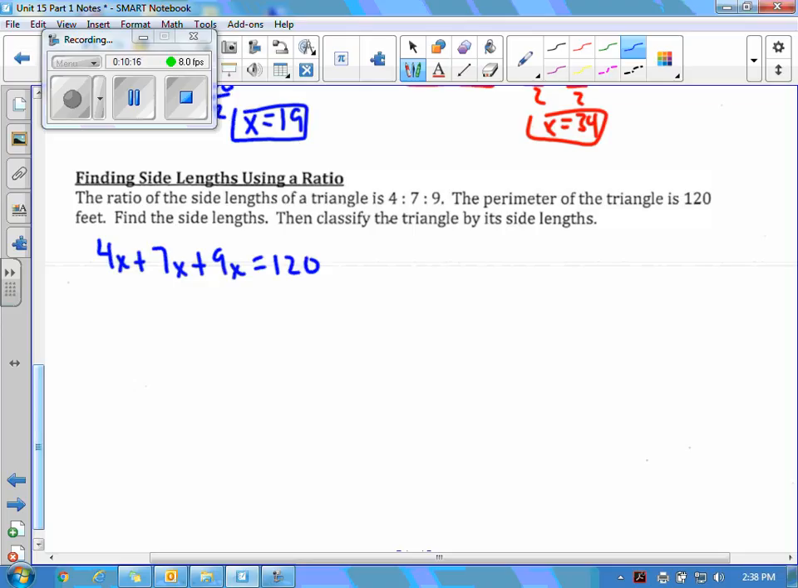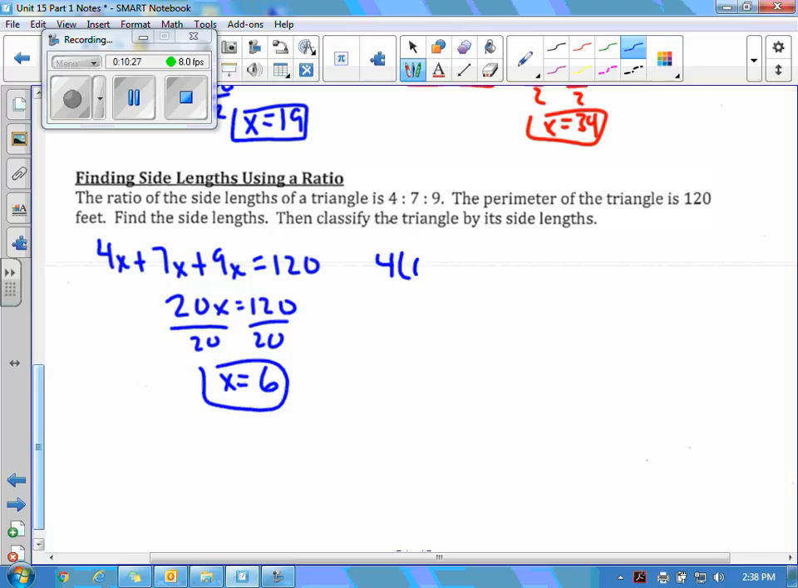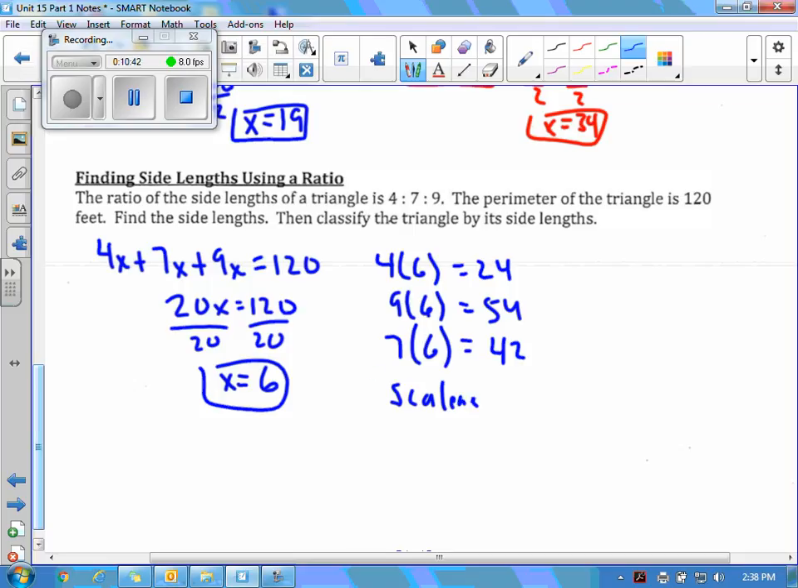So when I add all those together, I get 20x equals 120. So I'll divide by 20 to get x by itself, and then x equals 6. So now to find the side lengths, I can just plug 6 in for x. So I'll get 24, 54, and I skipped over 7, which would give me 42. So 3 sides, none of them are the same, so that's a scalene triangle.